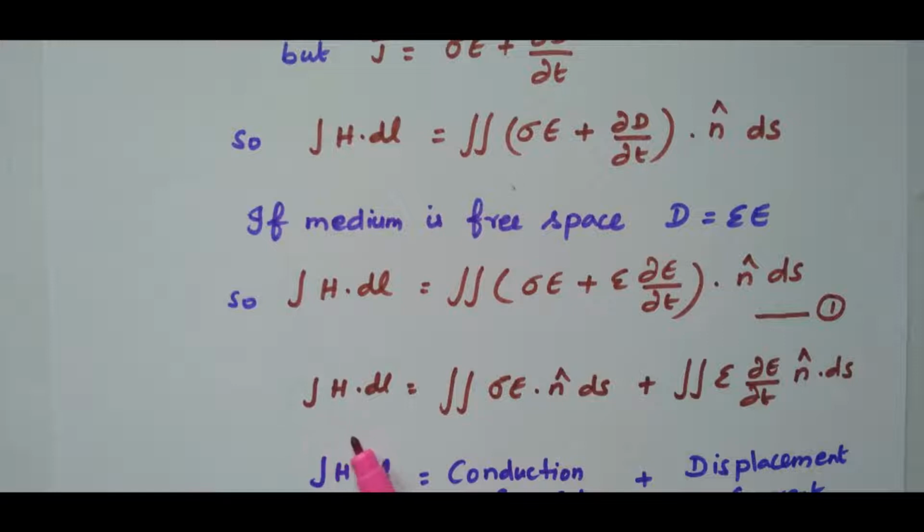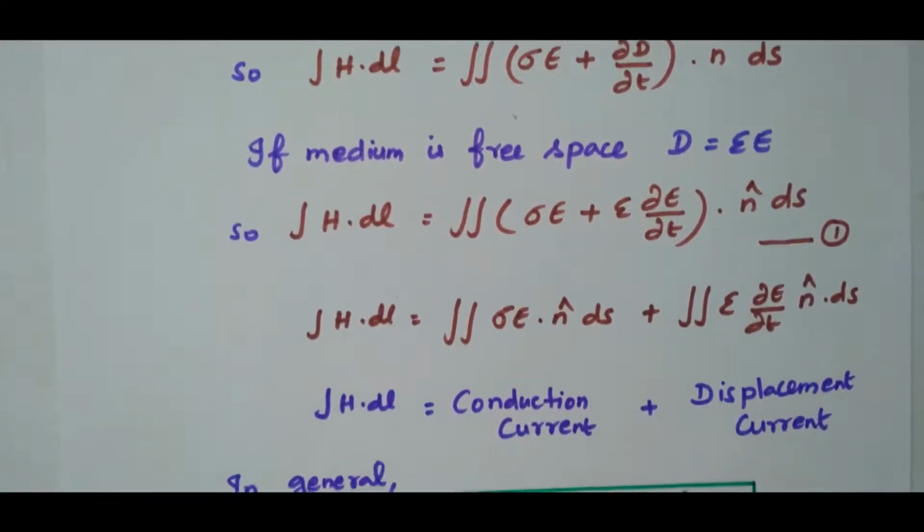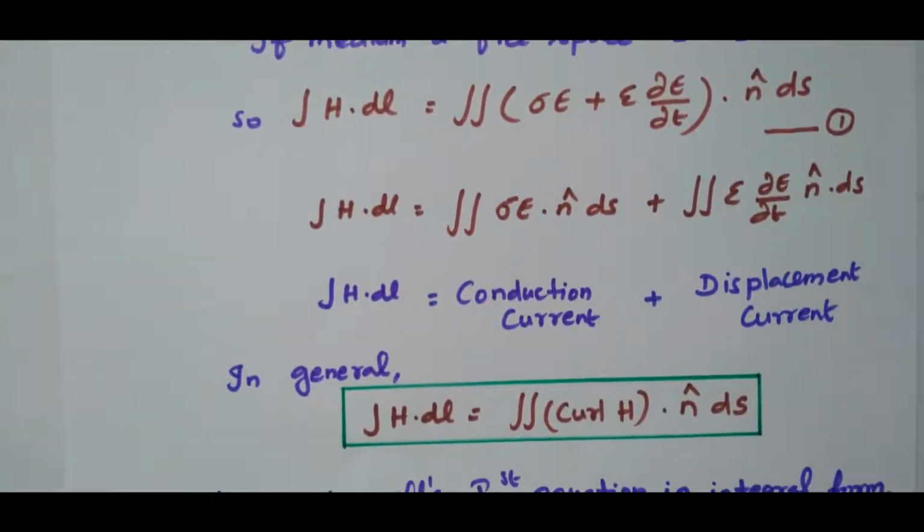Integral H dot dl equals double integral sigma E dot n cap ds plus double integral epsilon dou E by dou t dot n cap ds. The first term is referred to as the conduction current. The second term is referred to as the displacement current. Take this as equation number 1.